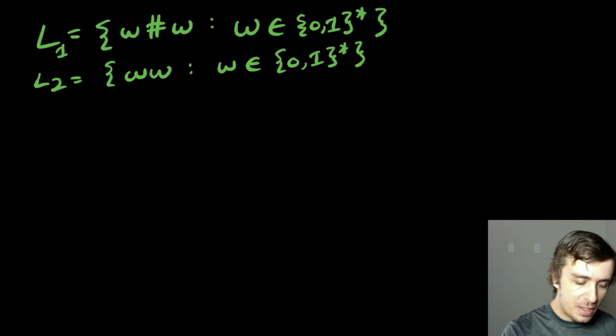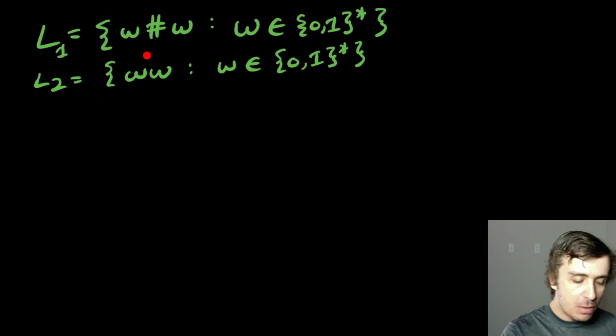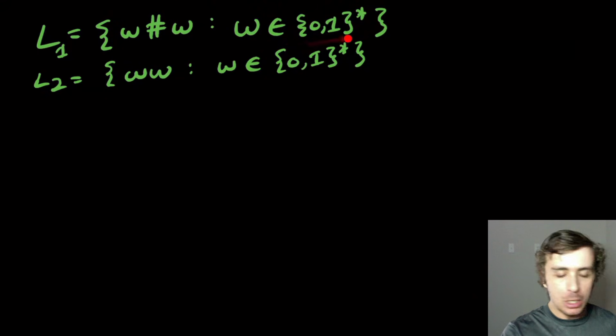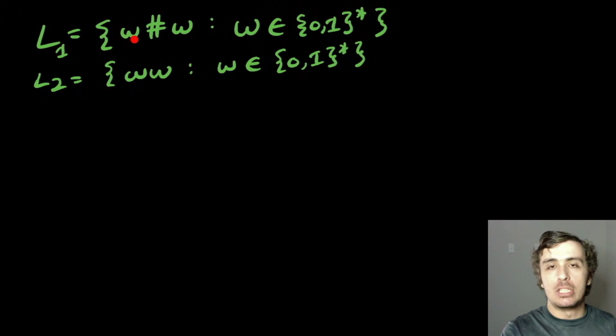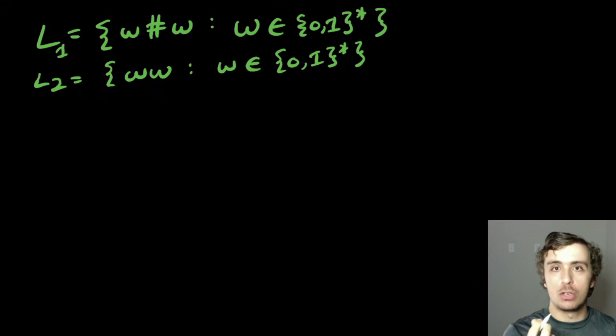Okay, so let's prove that these two languages are both not regular. They're very, very similar. We have w ranging over all possible binary strings here, 0s and 1s. The first language has exactly the same w on both sides of some pound sign. And in the second case, we have the exact same string twice. So effectively, L1 is exactly the same as L2, except you stick a pound sign in the middle. And I want to show that both of these are not regular.